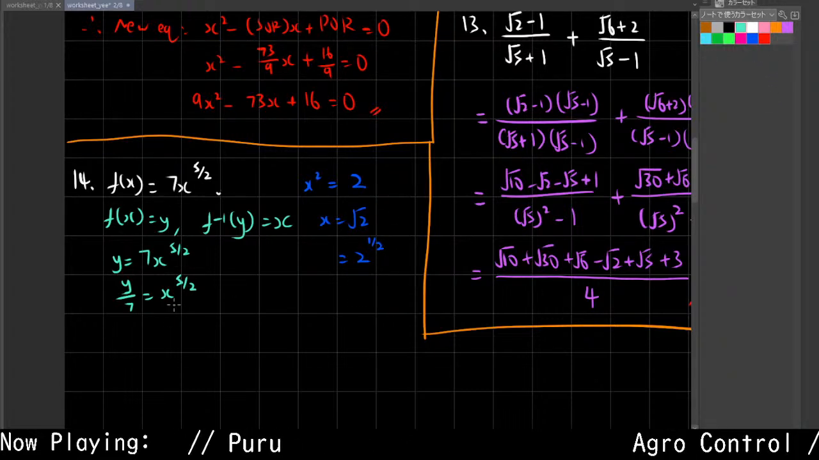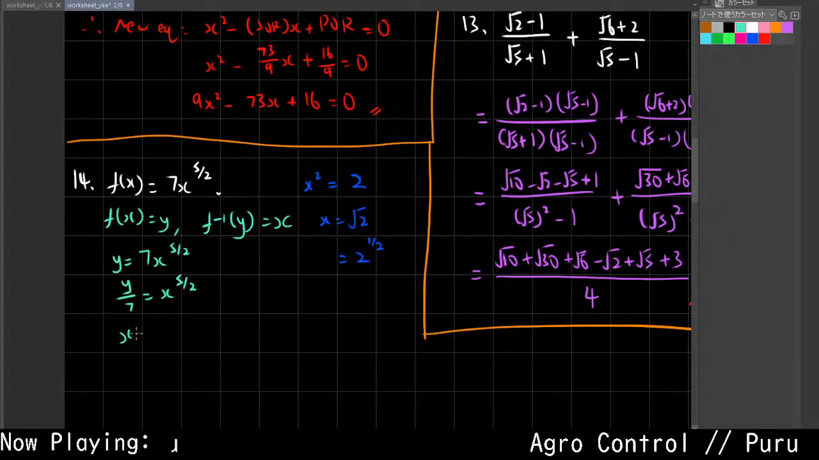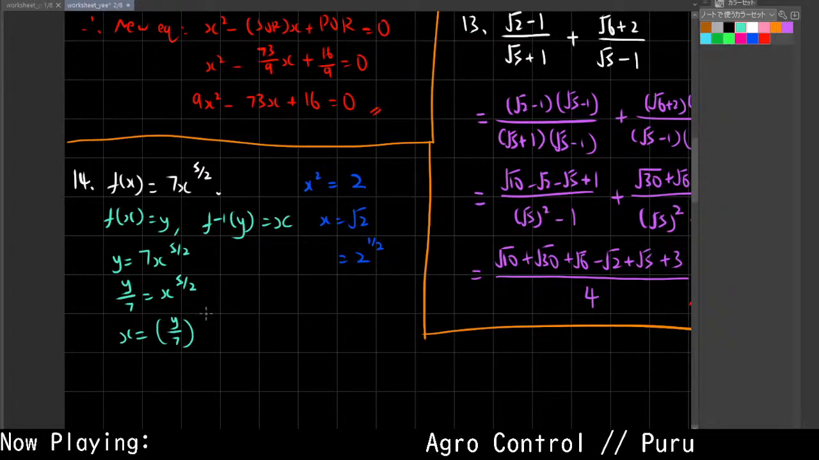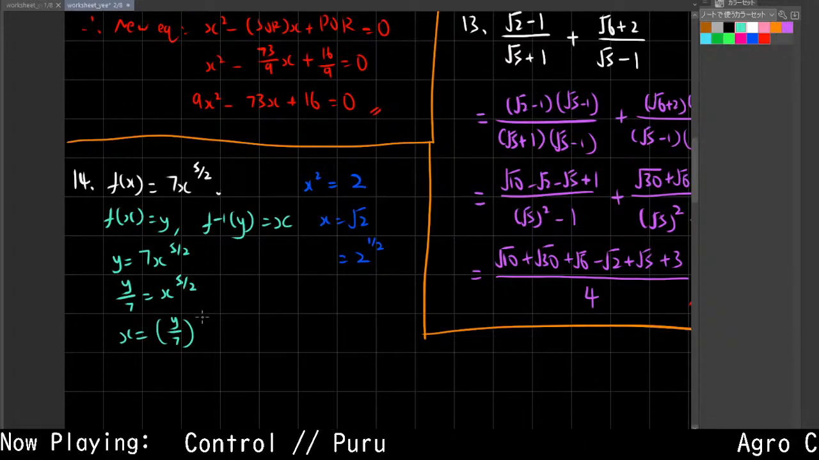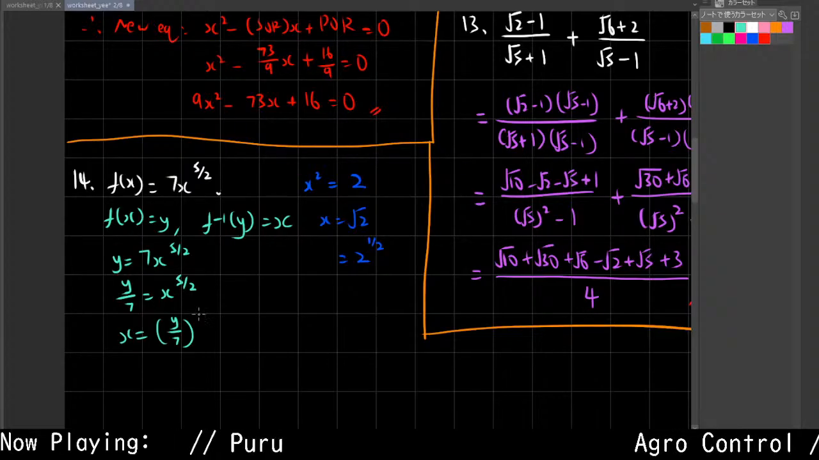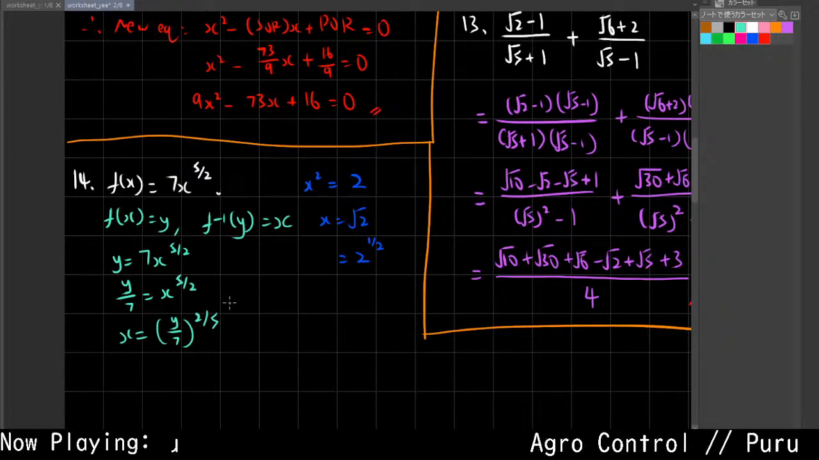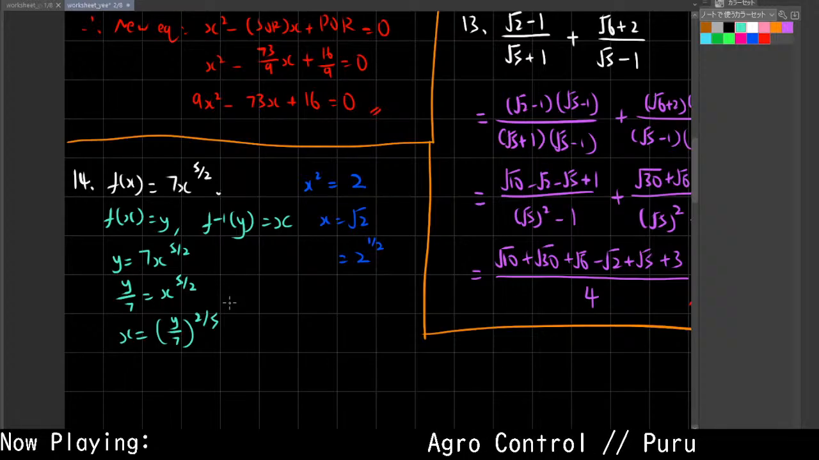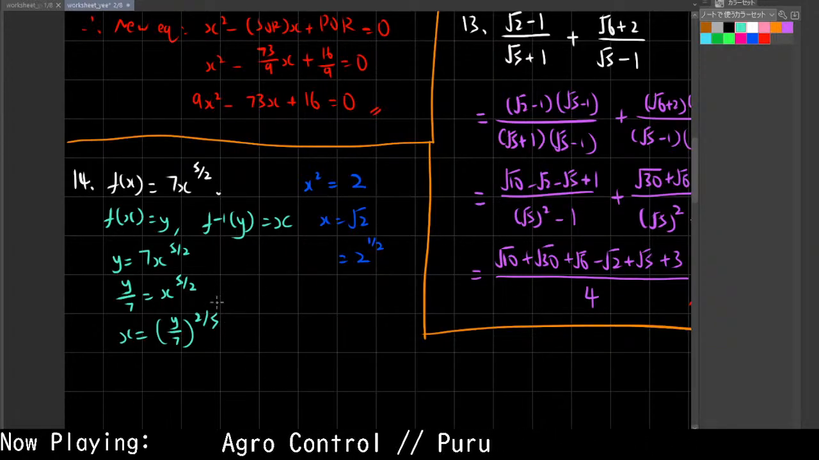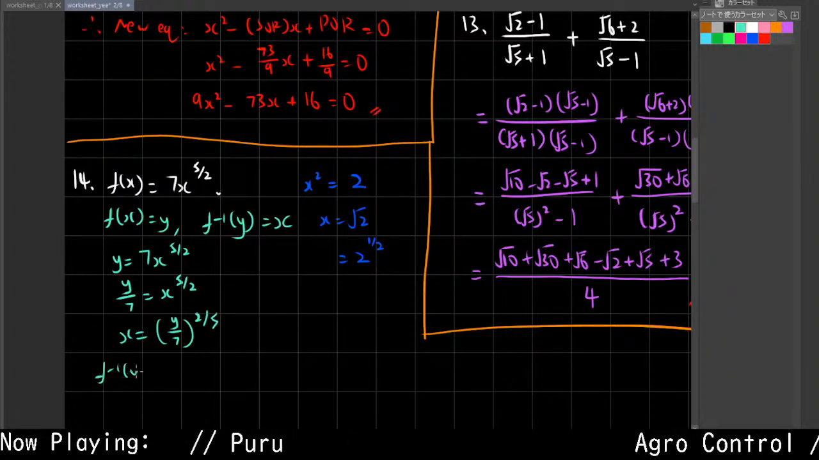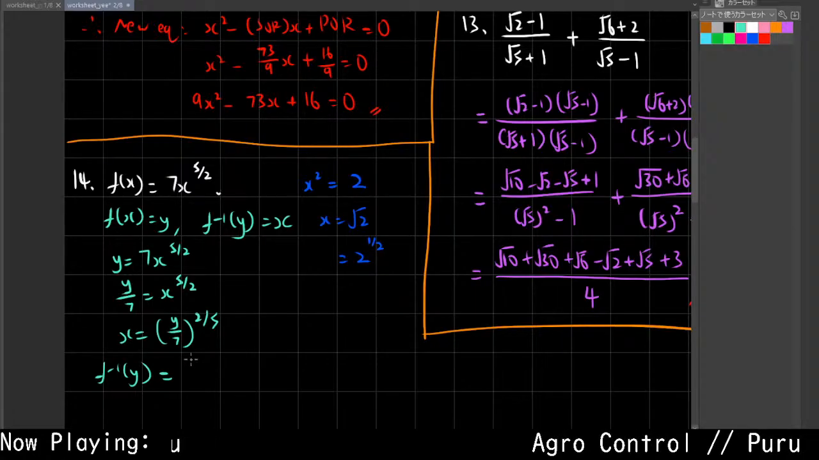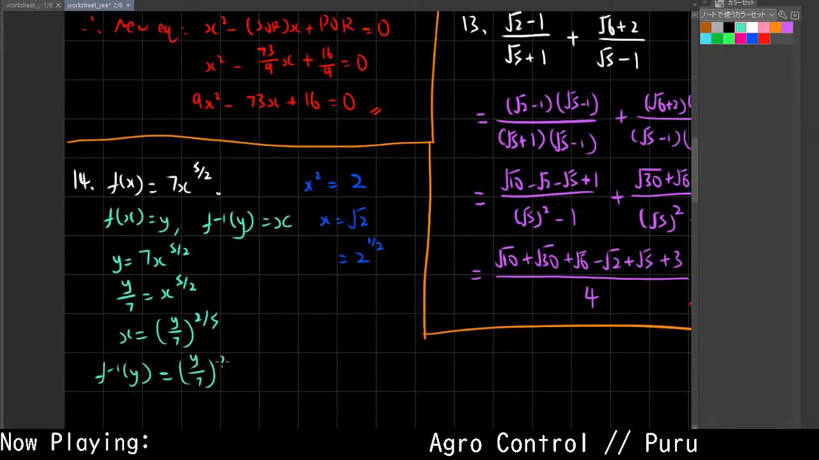So over here is the same thing, your x will be equal to y over 7, and then you bring your power over to the other side to complete your inverse function. Therefore, you get this thing, and this will basically be your x. So this is basically the inverse function. So f inverse of y equals to y over 7 to the power of 2 over 5.